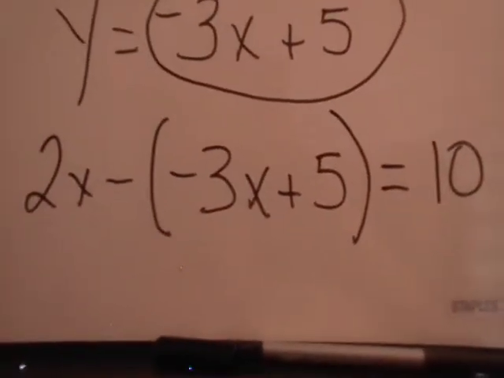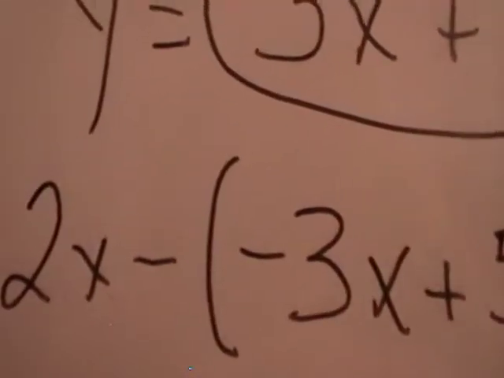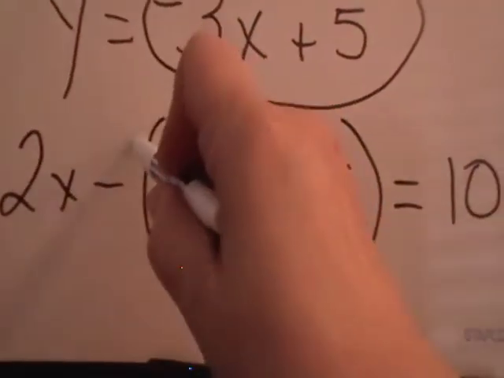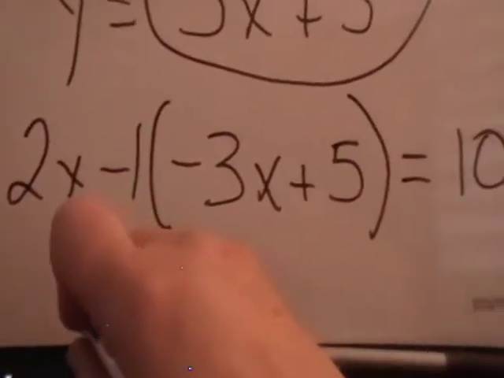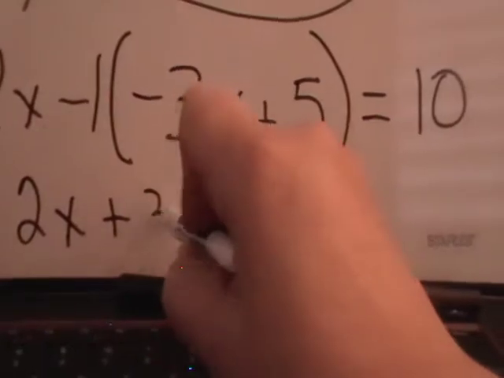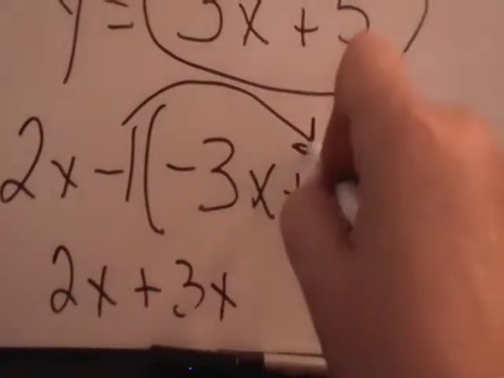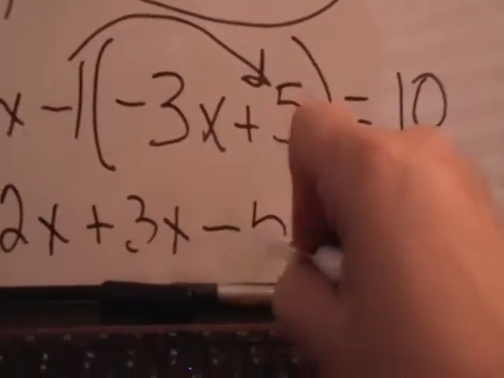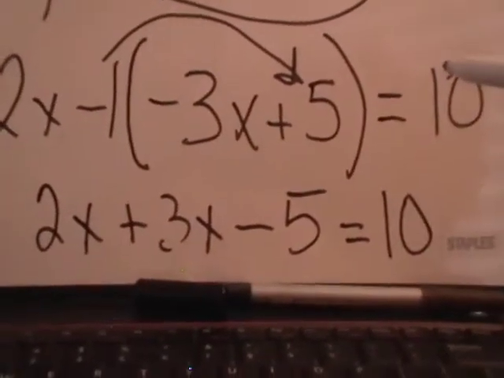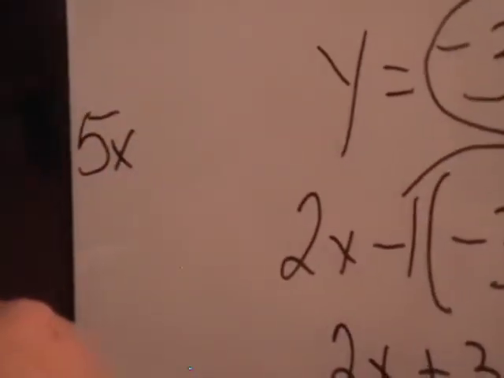Now all I have to do is solve. So remember those two negative signs there? Do you see those two negative signs? They're going to turn into a positive for that first part there. 2x, negative 1 times negative 3x is plus 3x. But that negative 1 distributed to the 5 is going to make it negative, and then equals 10. So 2x plus 3x is going to be 5x. Come over here and write it.